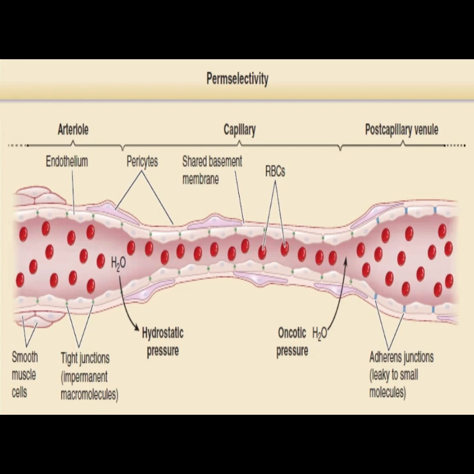In the capillary region, there is a shared basement membrane and pericytes that support the endothelium. Red blood cells remain confined, while small solutes and water can move depending on pressure gradients. Moving to the post-capillary venule, endothelial cells are connected by adherens junctions, which are more permeable. They allow small molecules and some fluid to pass. Here, oncotic pressure from plasma proteins draws water back in.